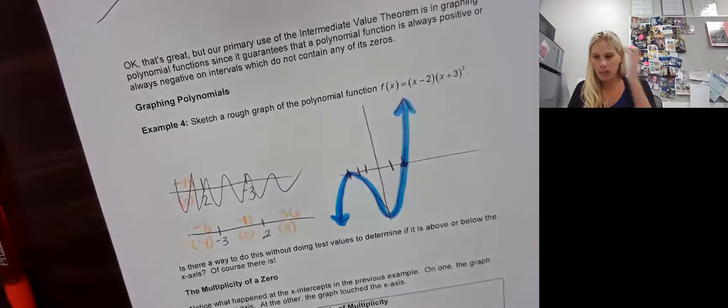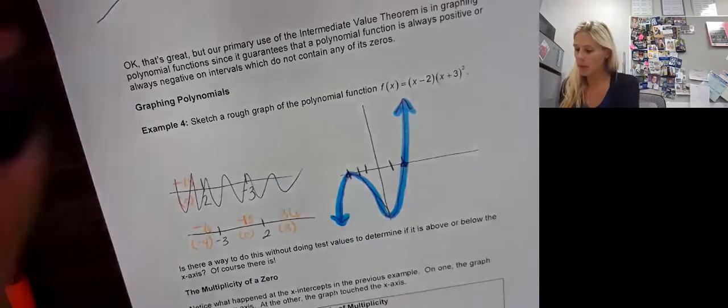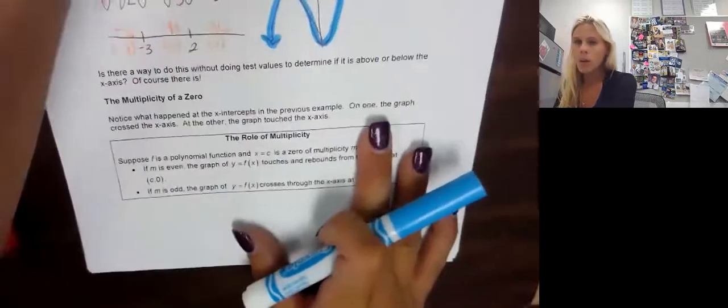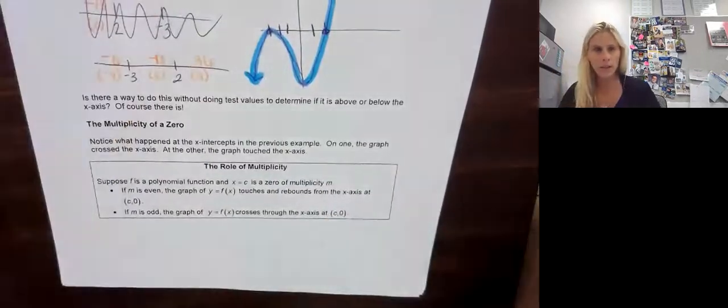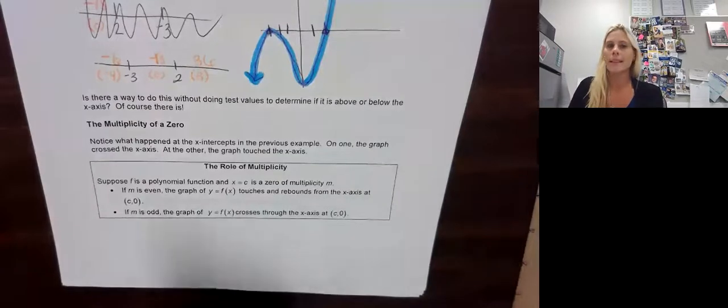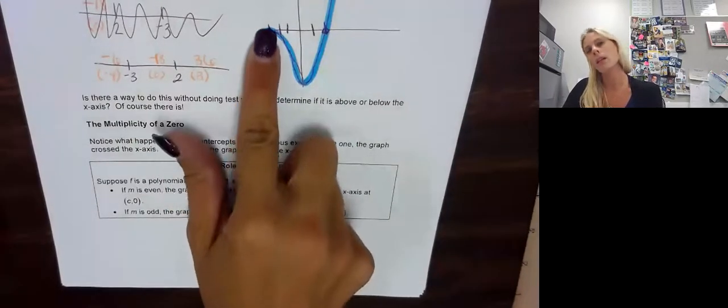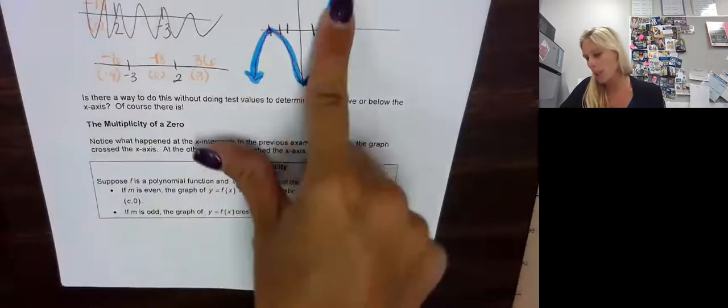That was a lot of work. Is there a shorter way that we can do this? Well, let's talk about this. I'm going to keep this graph here. Notice what happens at the x-intercepts right here. Here we touch and go back down, but here we cross.